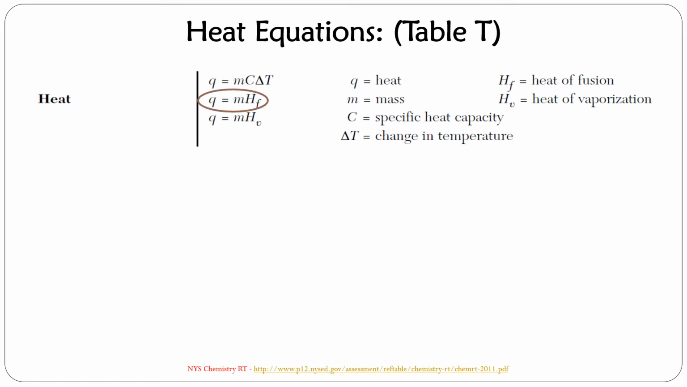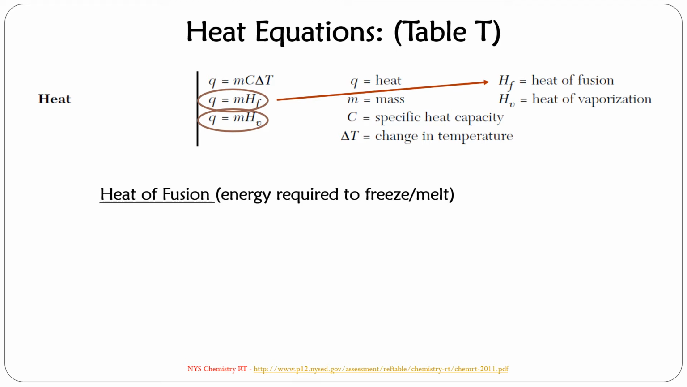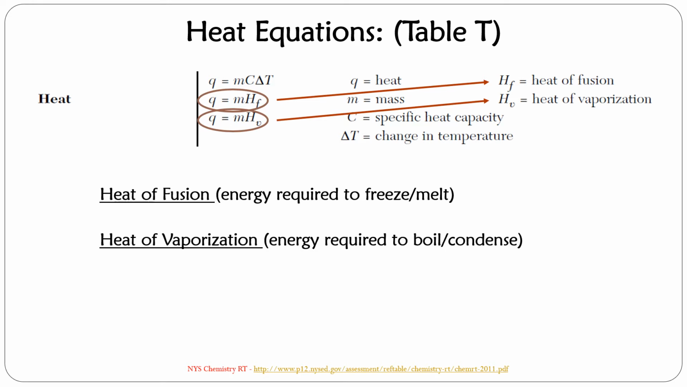Now, if you look at the other two equations for heat that are also given in table T, so that's Q equals mHF and Q equals mHV. In both of these equations, once again, Q represents heat, and M is the mass. HF is the heat of fusion, which is the heat energy that is required to freeze or melt something, and HV is the heat of vaporization, which is the heat energy required to boil or condense something. So make sure you know what both of these types of heat mean.